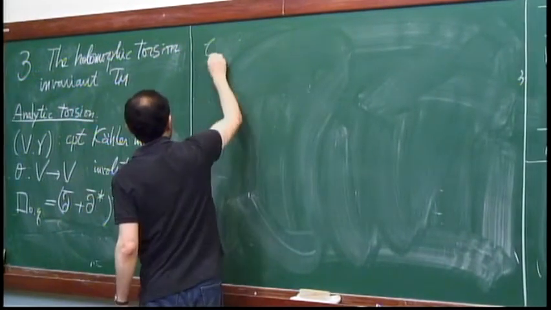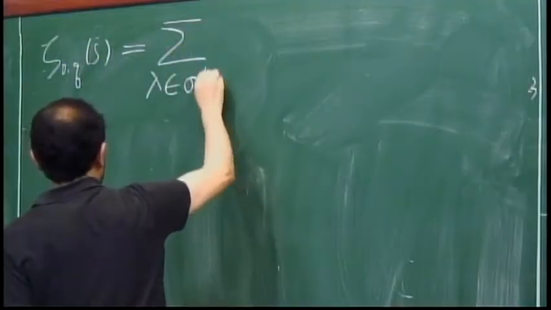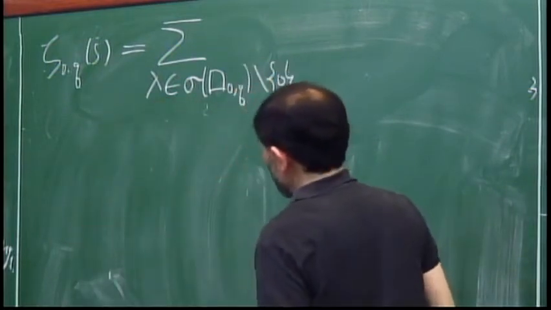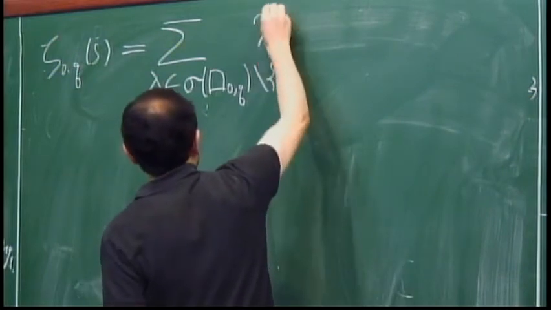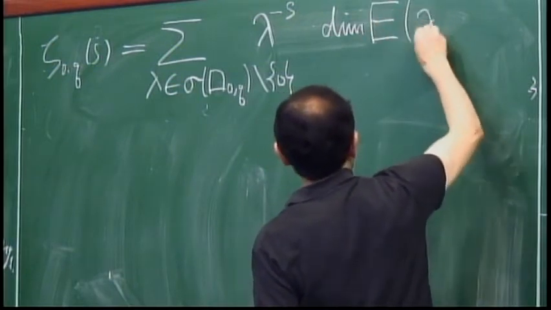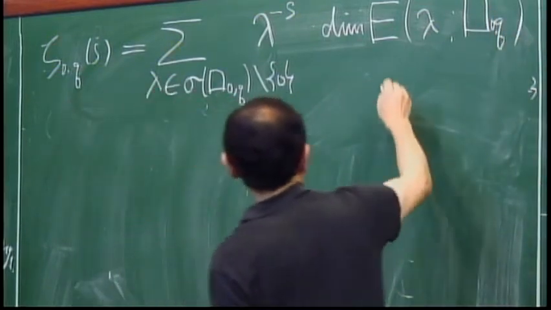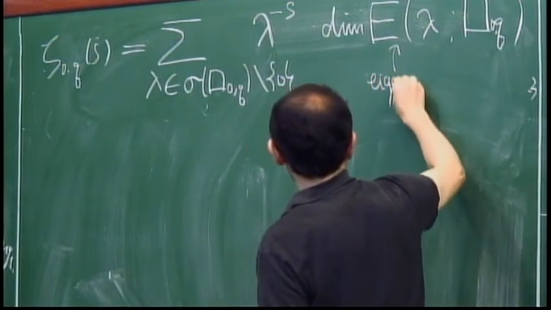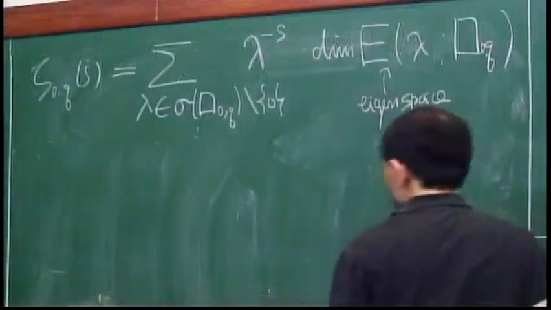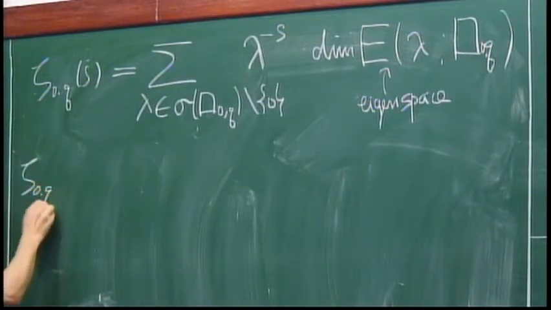So the spectral zeta function. This is a sum over the set of eigenvalues of the Laplacian, where I have to remove the zero eigenvalue, of lambda to the minus s, multiplied by the multiplicity of the eigenspace, the eigenspace with eigenvalue lambda. So this is a spectral zeta function, and it's an equivariant zeta function, or kind of L function.